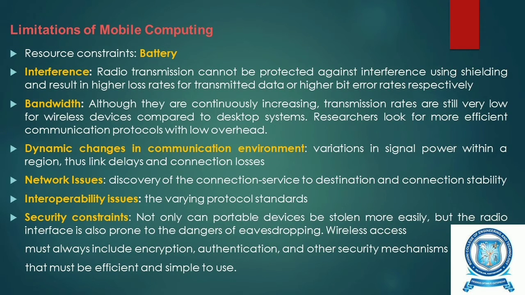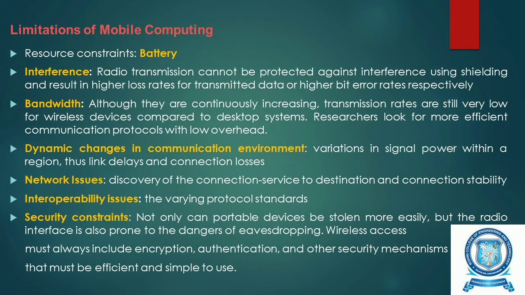Now, let us see about the limitations of mobile computing. The first and main limitation is the battery. So, with this resource constraint, the battery may get depleted easily. So, that is the biggest limitation. Then interference: radio transmission cannot be protected against interference using shielding and results in higher loss rates for transmitted data or higher bit error rates respectively.